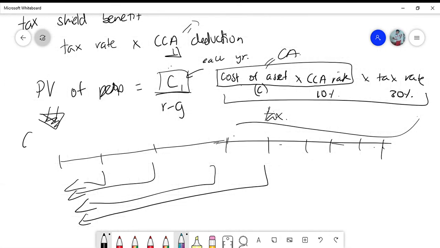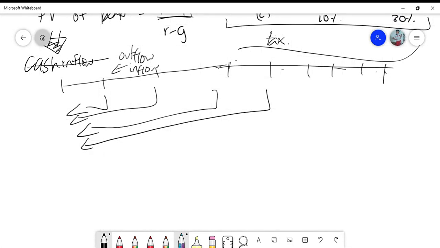And this thing is a positive amount. Basically, it's like a cash inflow, because it represents money that wouldn't go out. If we didn't have this, if there was no such thing as CCA, this would have been outflow money. But now we actually get this money back. So it's an inflow, okay? Great. And inflows are good, because we want money.